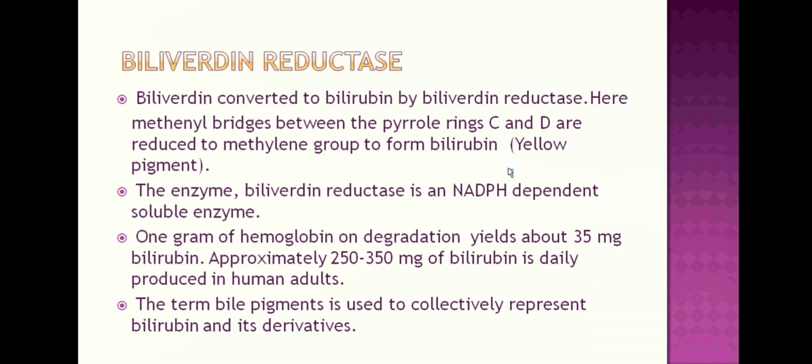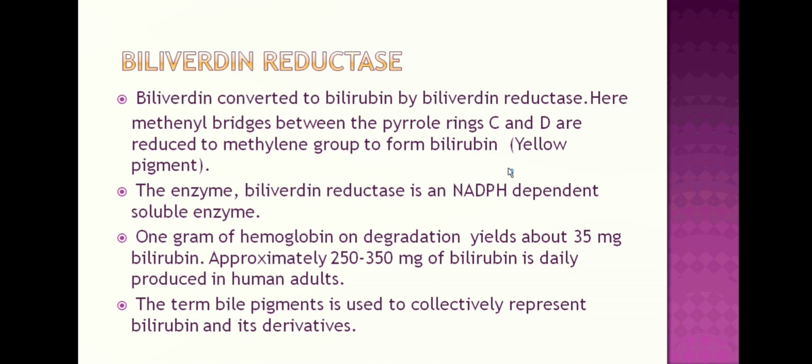Biliverdin reductase. Biliverdin is converted to bilirubin by biliverdin reductase. Here, the methyl bridge between the pyrrole rings C and D is reduced to a methylene group to form bilirubin. And this pigment is yellow in color. The enzyme biliverdin reductase is an NADPH dependent soluble enzyme.